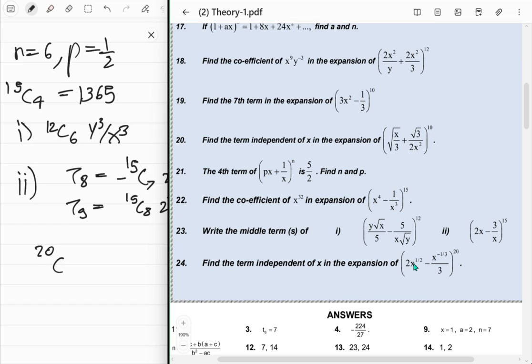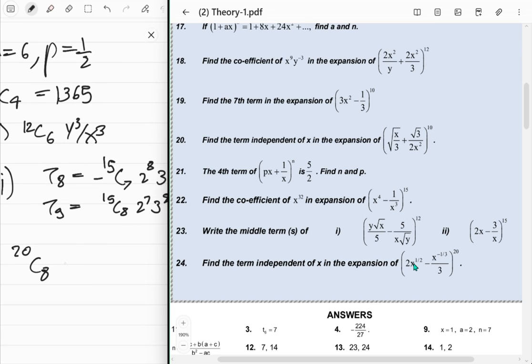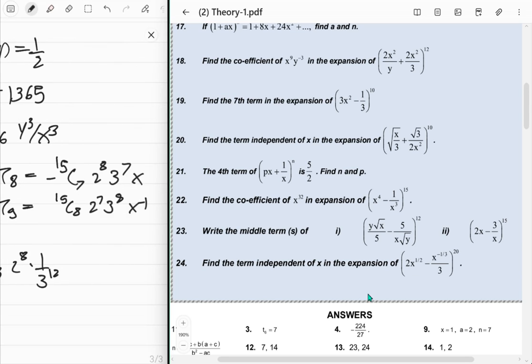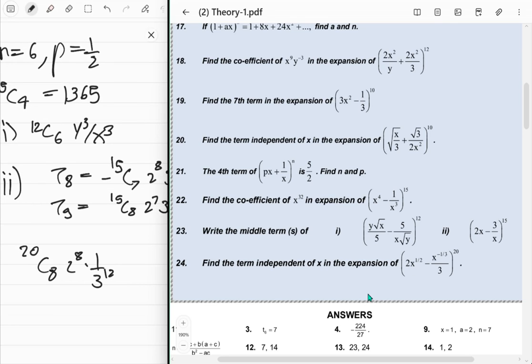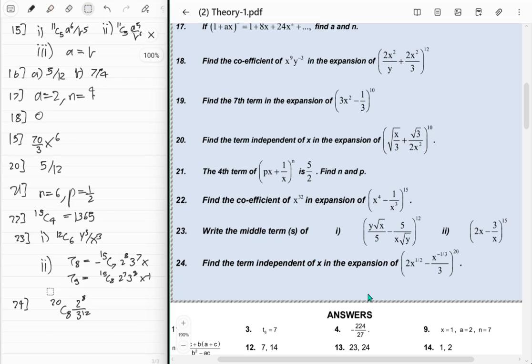20c12, like 20c8. Then you got 2x power 1 upon 2 to the power of 8, not 12. That's just 2 power 8. And then you got 1 upon 3 power 12. That negative thing just cancels away, just negative 1 power 12. So that's the term. Just leave it like that. Don't bother. 2 power 8 upon 3 power 12, right? There we go. It's 24th. Got the answer.